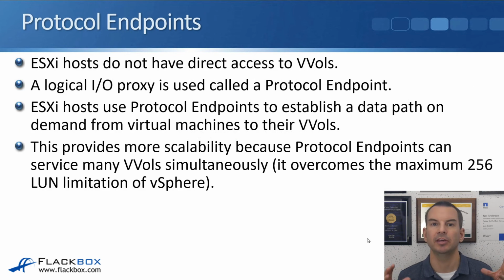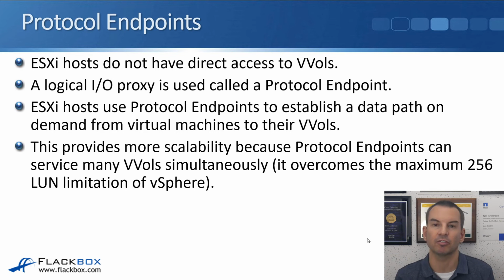Next thing to talk about is protocol endpoints. ESXi hosts do not have direct access to VVols. A logical I/O proxy is used instead, which is called a protocol endpoint. ESXi hosts use the protocol endpoints to establish a data path on demand from virtual machines to those virtual machines' VVols. This provides more scalability because protocol endpoints can service many VVols simultaneously. It overcomes the maximum 256 LUN limitation of vSphere.